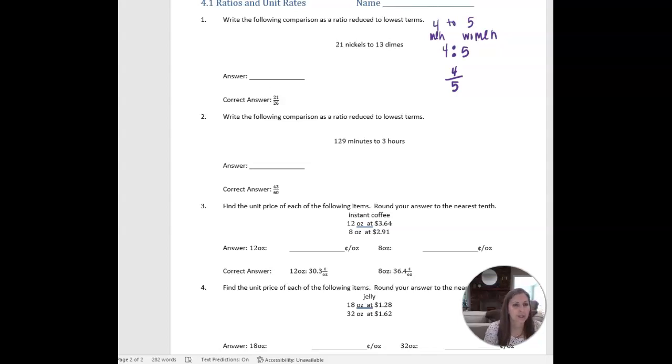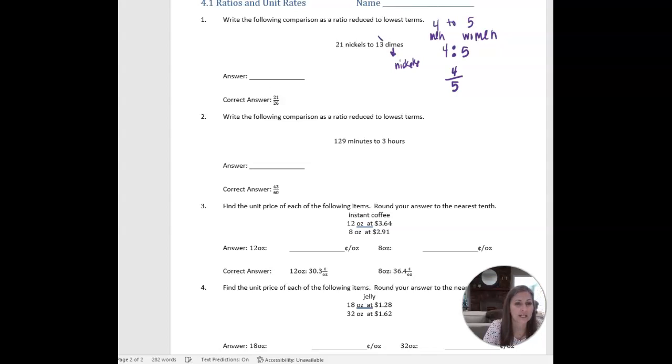So let's look at number 1. You're comparing nickels to dimes. 21 nickels to 13 dimes. Well, what we need to do is convert these dimes to nickels because we have to compare like units. So we know that there are 2 nickels in every dime. 5 cents plus 5 cents gives you 10 cents. So 2 nickels make up a dime.